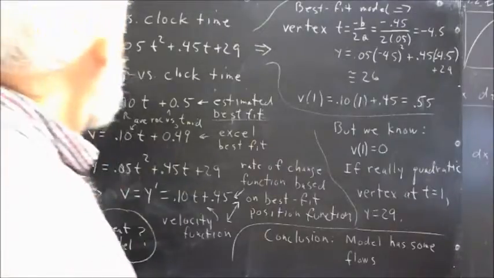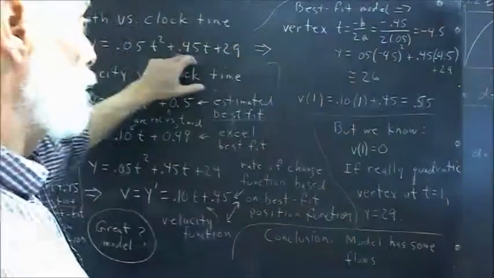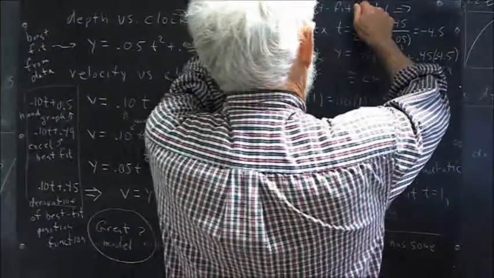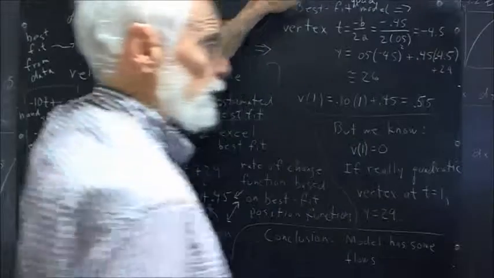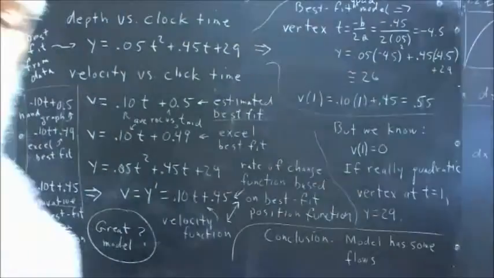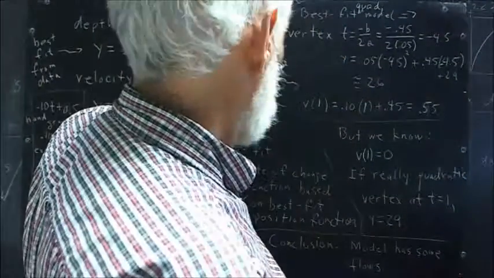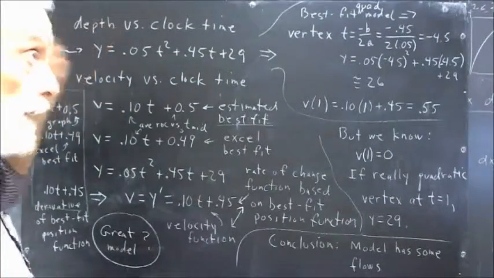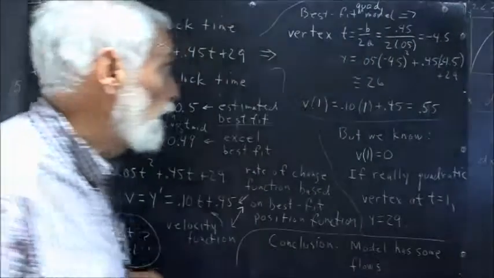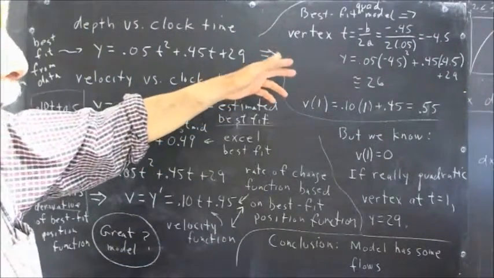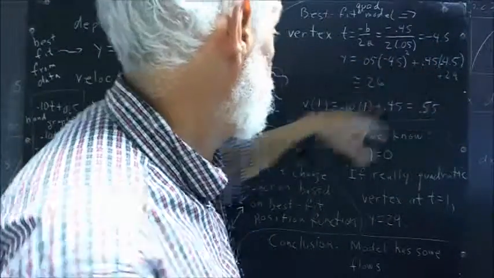Well, if I take this information over here to see what our best fit quadratic model implies, a graph of this function would have a vertex at t equals negative b over 2a, very easily found to be negative 4.5, and the y-coordinate of the vertex would be 26, just plugging the negative 4.5 in for t and evaluating it.